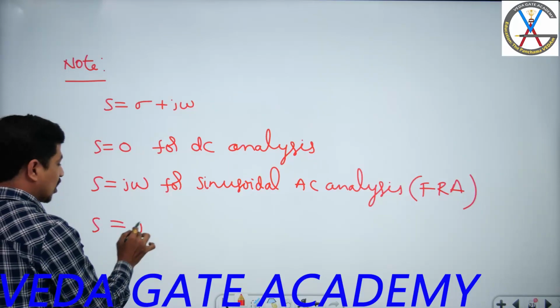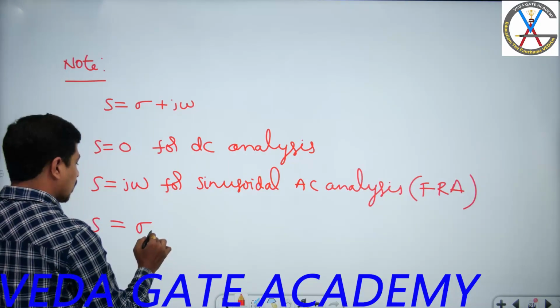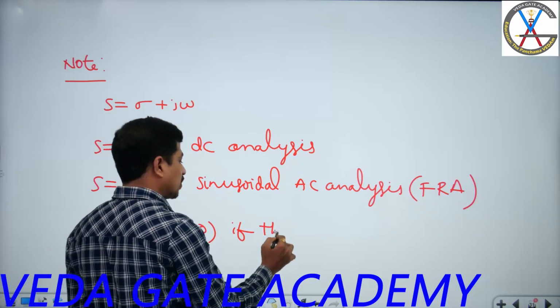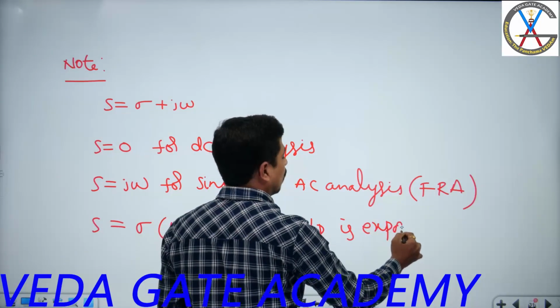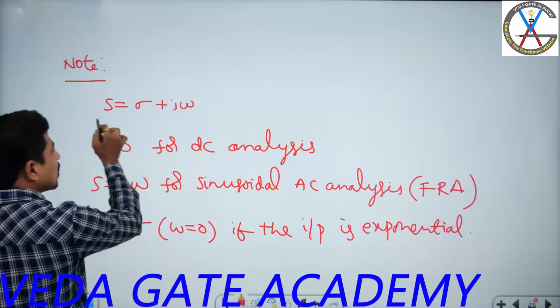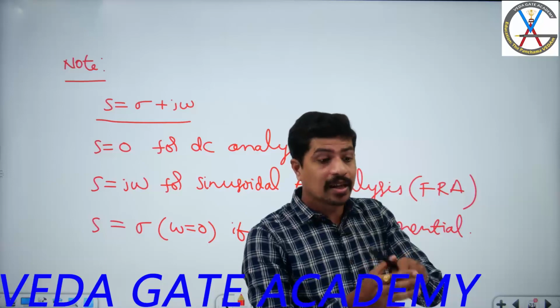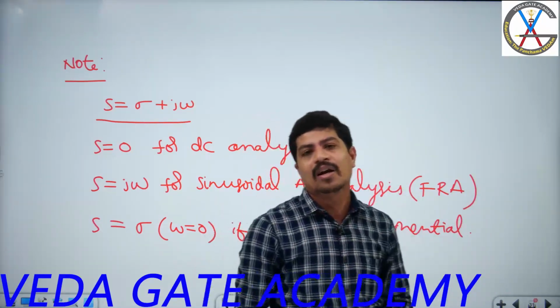S is equal to sigma if the input is exponential. If the input is exponential, omega is equal to 0. S is equal to sigma plus j omega, both will be there if the given signal is exponentially decreasing sinusoidal waveform or exponentially increasing sinusoidal waveform.